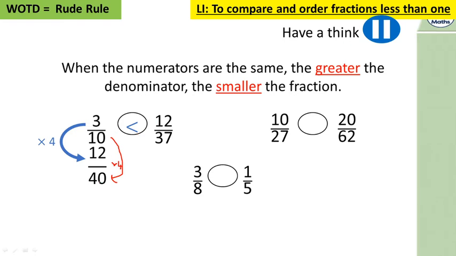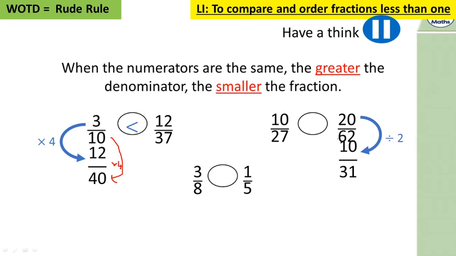The greater the denominator, the smaller the fraction. So this one is small. Okay, let's look at this one. You can approach it two different ways here. You can either times the 10 by 2, or you can divide the 20 by 2. Whatever you do to the top, you do to the bottom.